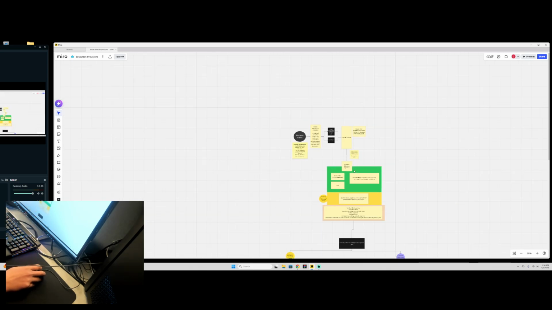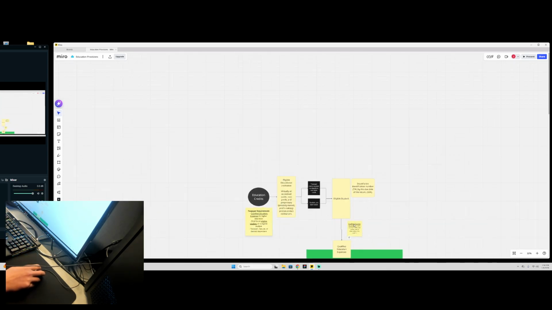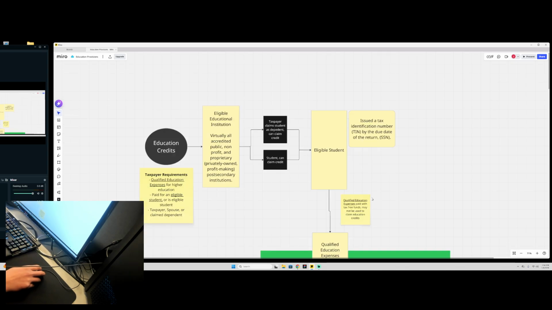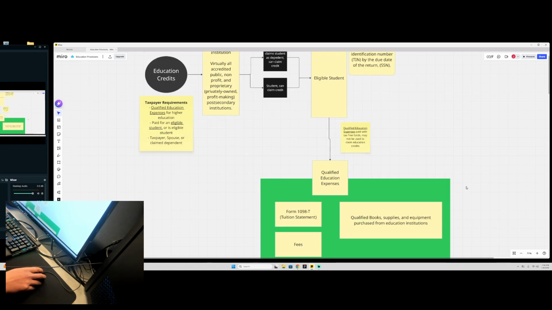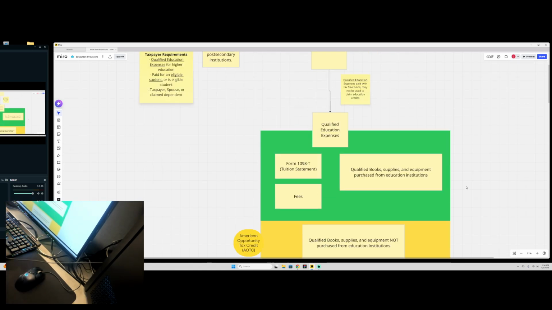Well, that's what makes an eligible student. But there are going to be disqualifications related to whether or not you can qualify for the AOTC or the Lifetime Learning Credit. Next we have to determine what are qualified educational expenses.